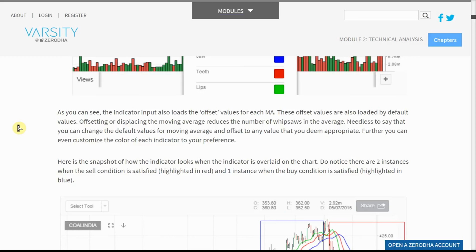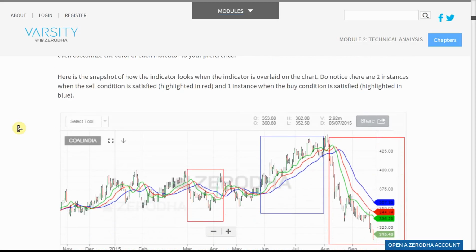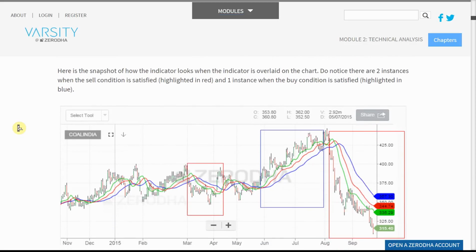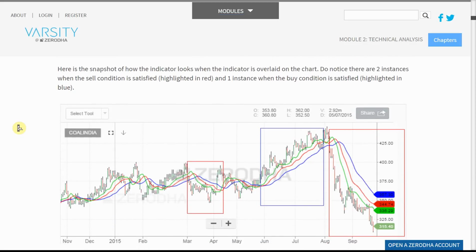Here is the snapshot of how the indicator looks when overlaid on the chart. Do notice there are two instances when the sell condition is satisfied, highlighted in red, and one instance when the buy condition is satisfied, highlighted in blue.